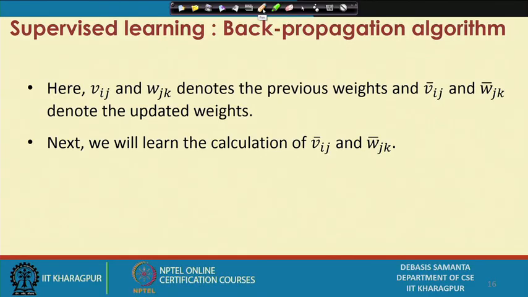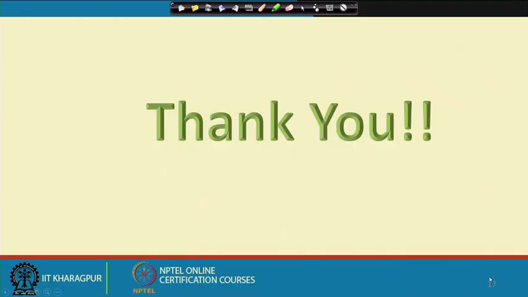We will discuss this back propagation algorithm in the next session. Okay. So, the back propagation algorithm will be discussed in the next session, and we will learn how the network can be trained to learn the values of the V and W parameters.